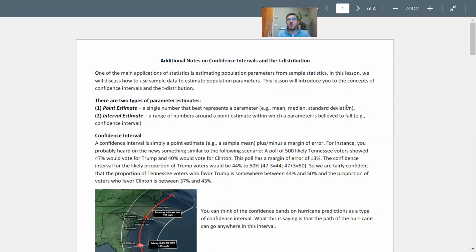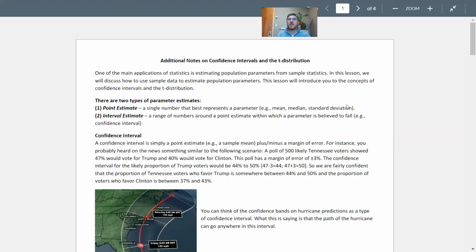You've probably heard the term margin of error before, especially in political polling, where you'll hear it a lot. So you might hear something like a poll of 500 likely Tennessee voters showed that 47% would vote for Trump and 40% are likely to vote for Clinton. This poll has a margin of error of plus or minus 3%.